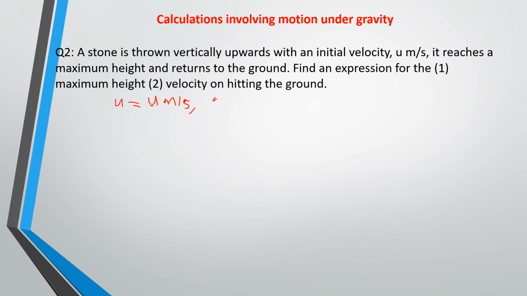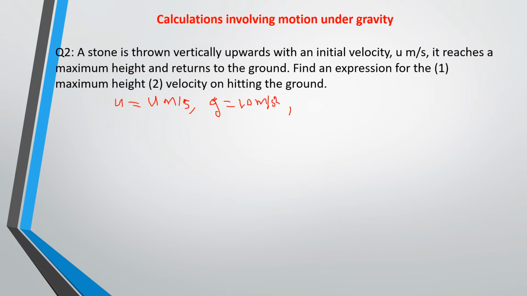Also know that your g is already there, it's always constant. But here you are asked to find an expression for the maximum height and the velocity on hitting the ground. So we should look at the equations of motion. If you look at all the equations of motion, the one that relates initial velocity and maximum height is the third equation of motion. Now know that at maximum height, final velocity is equal to 0, right?